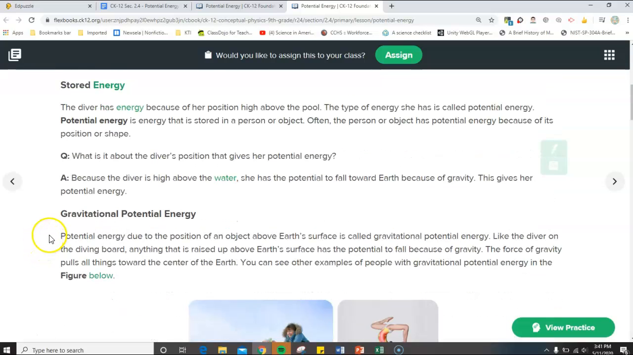So in this case, our diver has what we call gravitational potential energy. So gravitational potential energy is the energy that something has that is stored relative to its position. So you know that the force of gravity pulls everything towards the center of the earth. So if you are standing somewhere where you have the ability to fall down, that means you have gravitational potential energy. So anytime you can fall down, you can move downwards closer to the earth, you have gravitational potential energy.